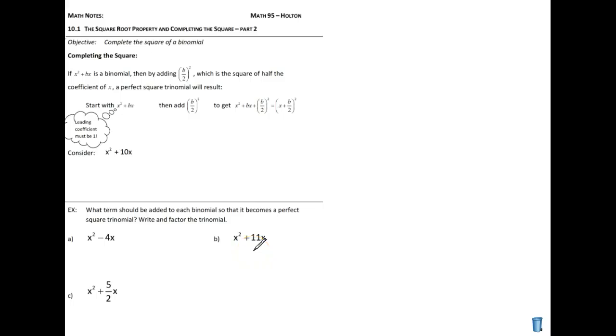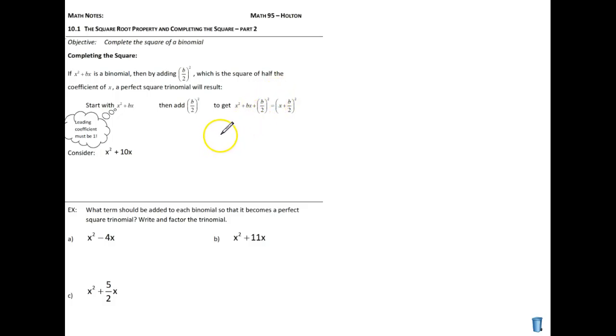In this video, we are going to talk about how to complete the square of a binomial first, and that's going to lead us into the process of solving using completing the square. So if you have this binomial x squared plus bx, if you add the following number, b divided by 2 squared, which is the square of half of the coefficient of x, then you end up with a perfect square trinomial, where you have x squared plus bx plus b divided by 2 squared.